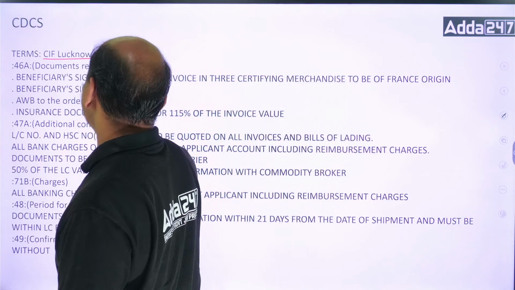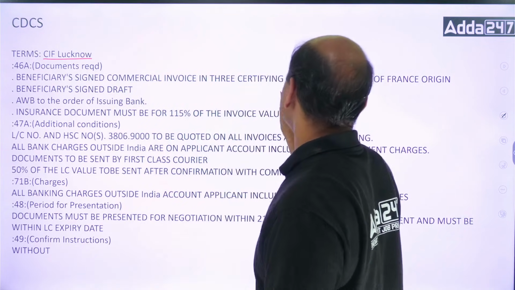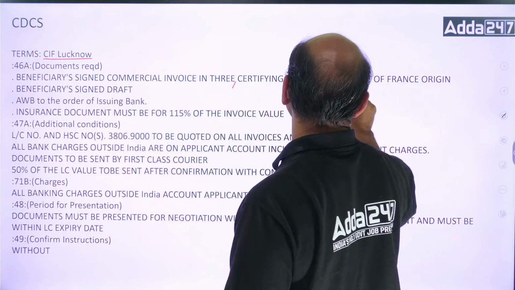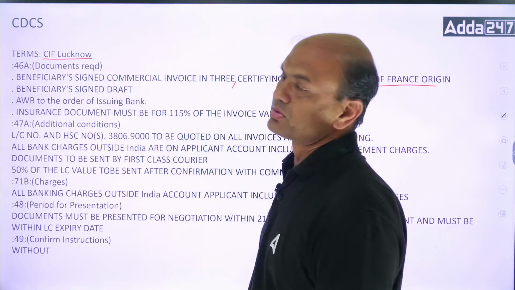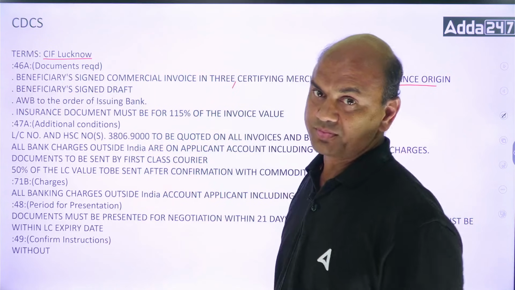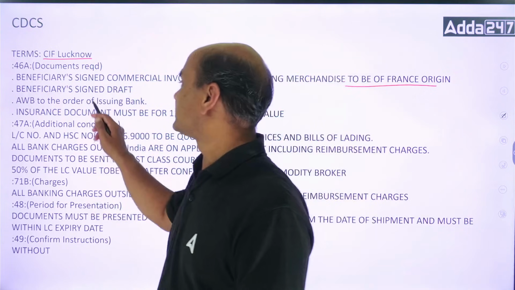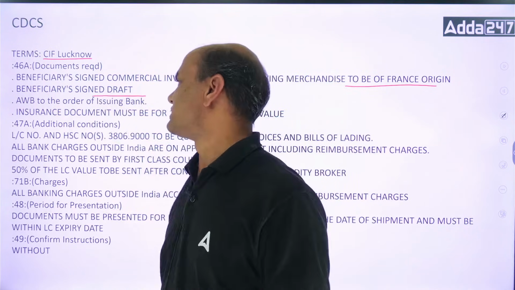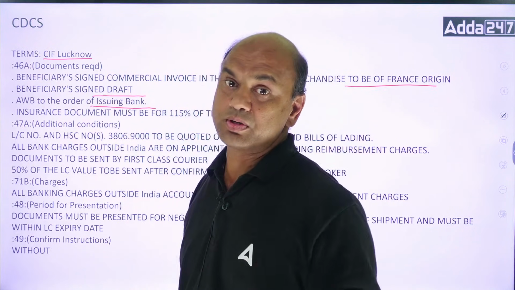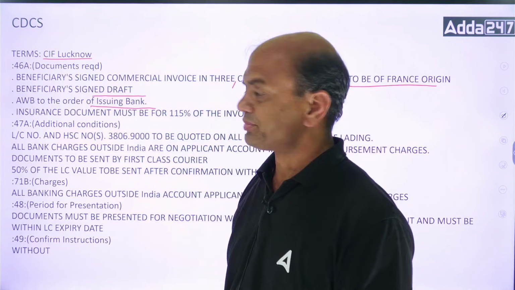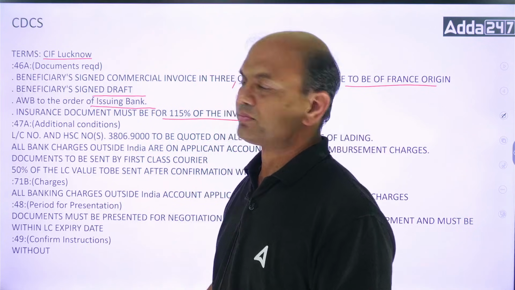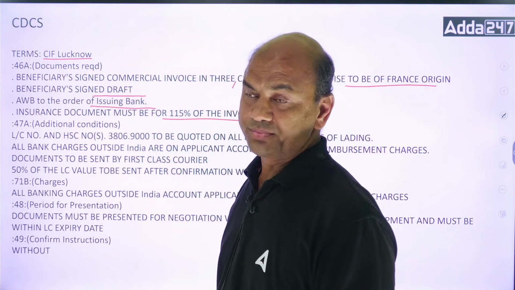Documents required. Beneficiary's signed commercial invoice in 3, certifying merchandise to be of France origin. So it must show that the goods are produced in France. Beneficiary signed draft, so a draft, bill of exchange, is required. Airway bill to the order of the issuing bank. Then insurance document must be for 115% of the invoice value. This is what is required.